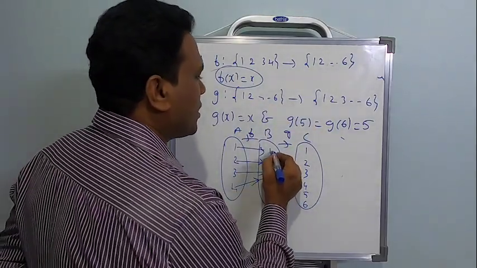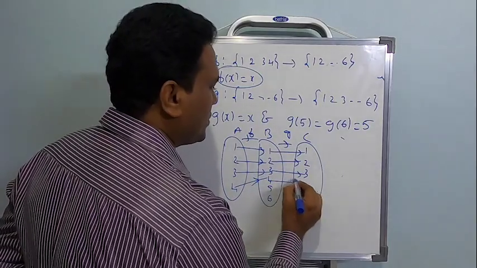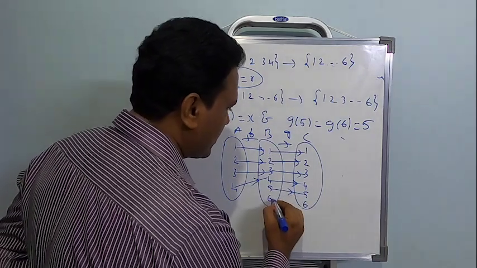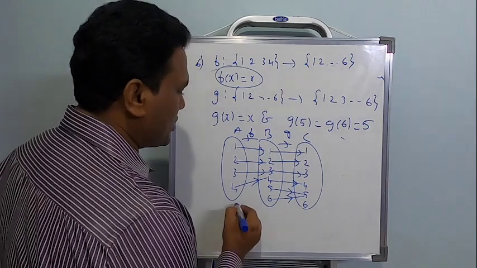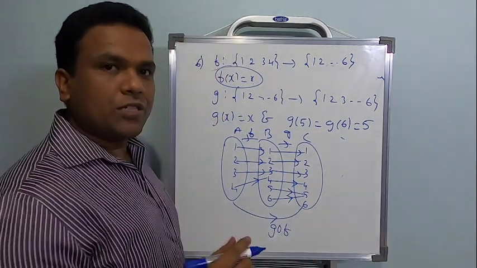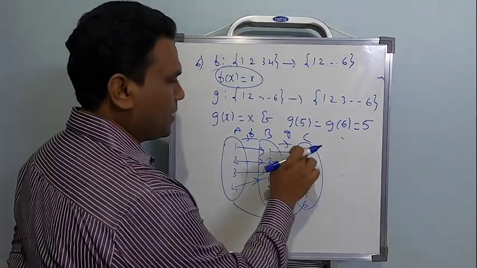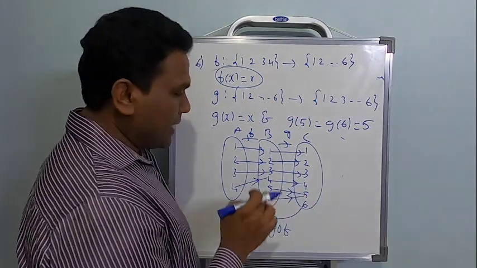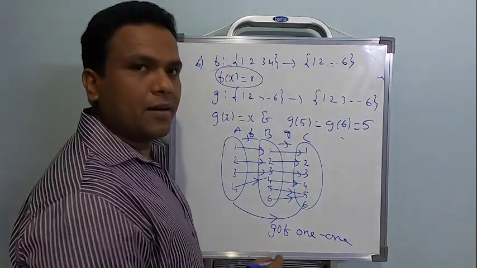Now let us check. g of 1 will be 1, g of 2 will be 2, g of 3 will be 3, g of 4 is 4. But look here, g of 5 is 5, g of 6 is also 5 only. And let me check here. This is the function g of f, right? I want to check whether g of f is going to be 1-1. Clearly, one element, one image. It's possible here, correct? Clearly, g of f is going to be 1-1.